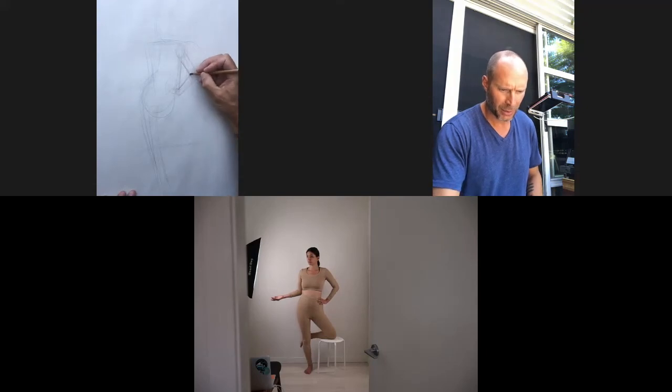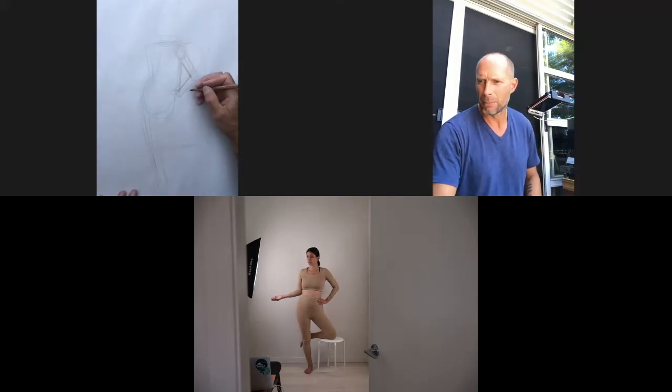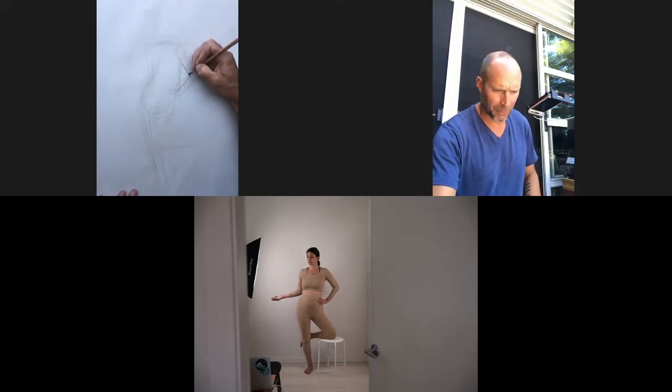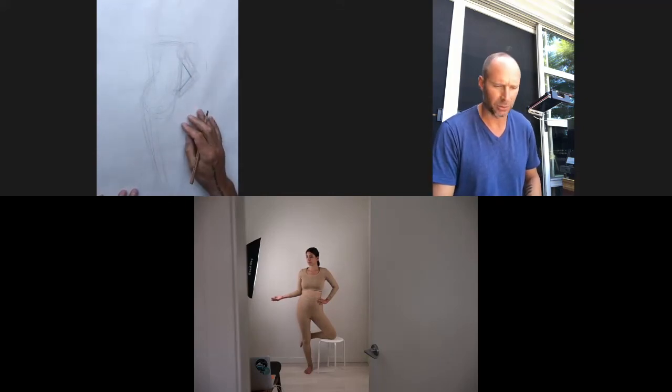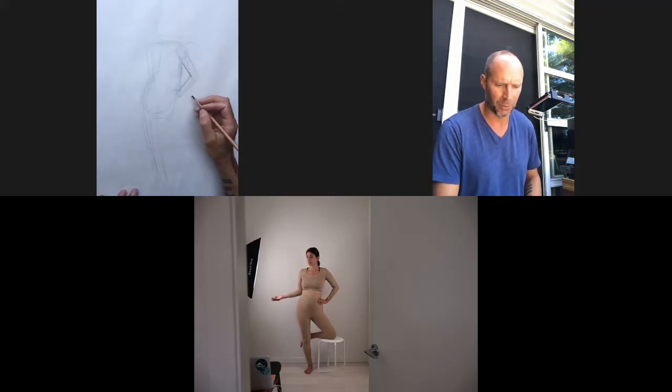Adjusting that a little bit. So now those two things line up. Now with the inside of the bicep, there's not really much to do there because that line, that movement, is pretty simple.